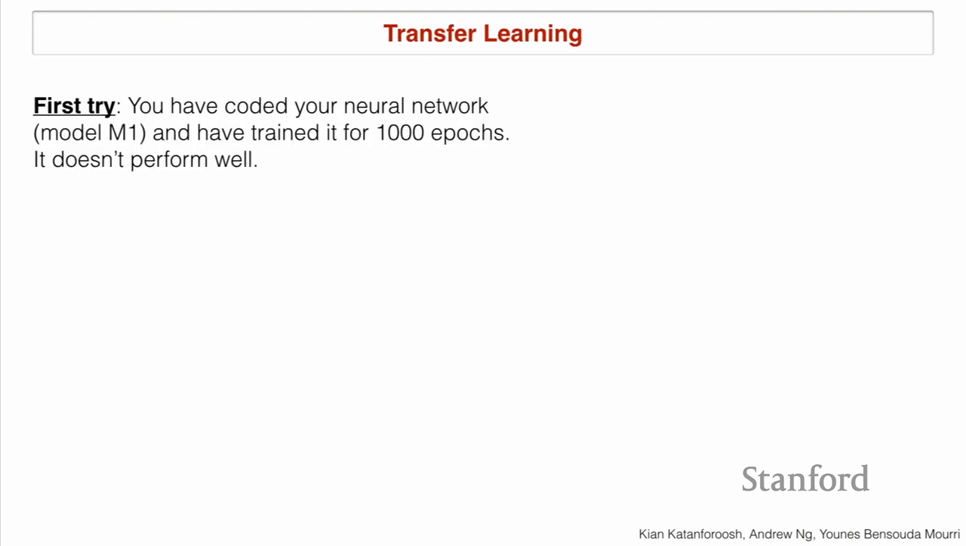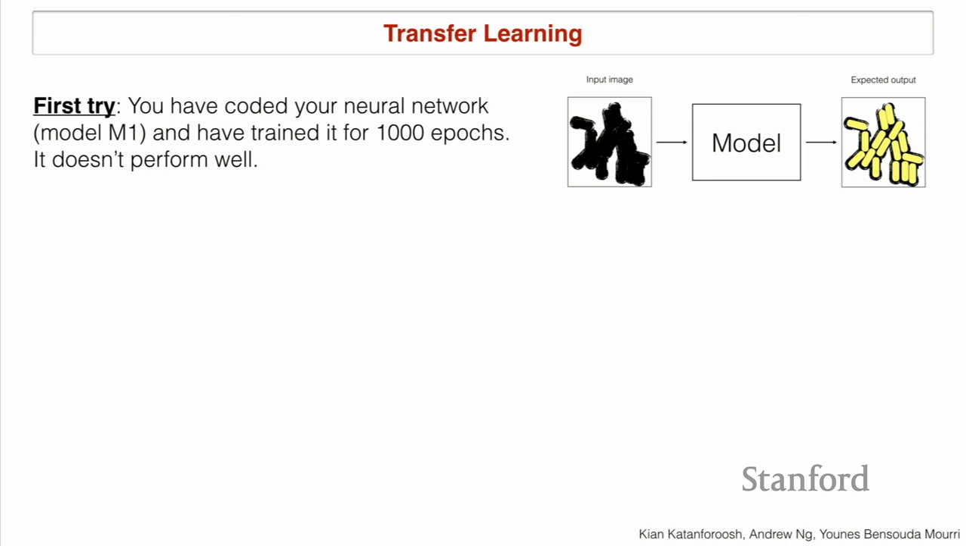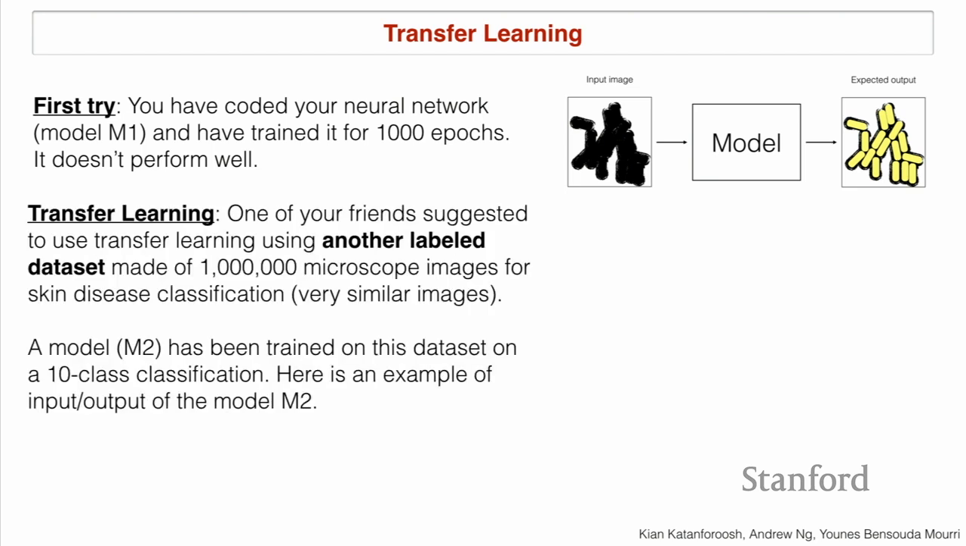Okay, so you have a first try and you've coded your own neural network that you've named model M1, and you've trained it for 1,000 epochs. It doesn't end up performing well, so it looks like that. You give it the input image through the model and get an output that is expected to be the following one, but it's not. So one of your friends tells you about transfer learning, and they tell you about another labeled data set of 1 million microscope images that have been labeled for skin disease classification, which are very similar to those you want to work with from microscope C.